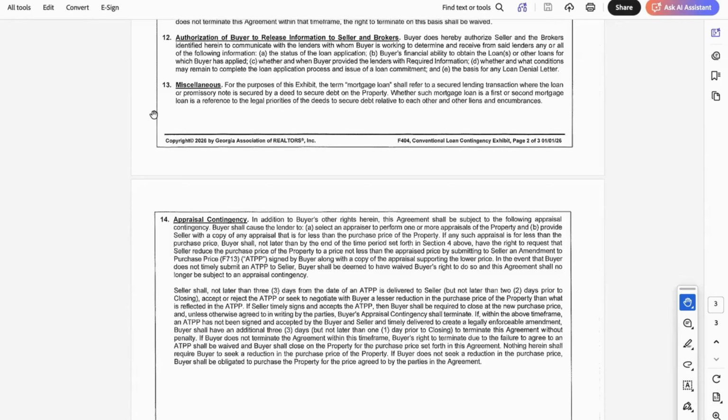13. Miscellaneous. Definition of mortgage loan. Mortgage loan is secured by a deed to secure debt. First versus second refers to lien priority.